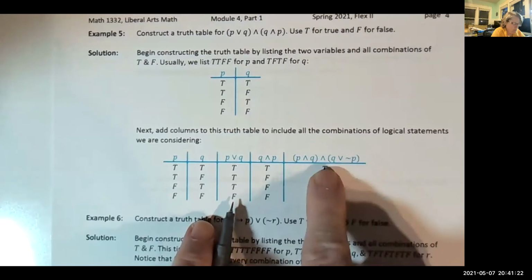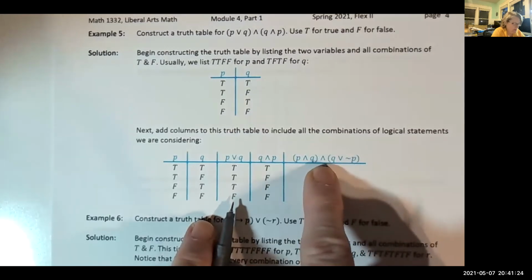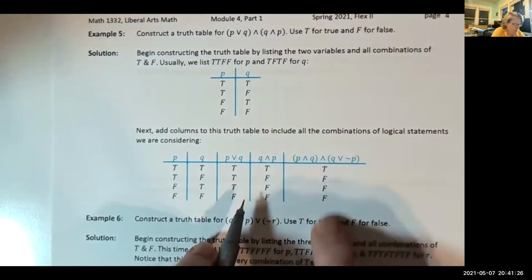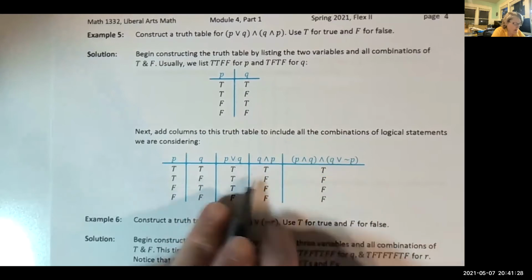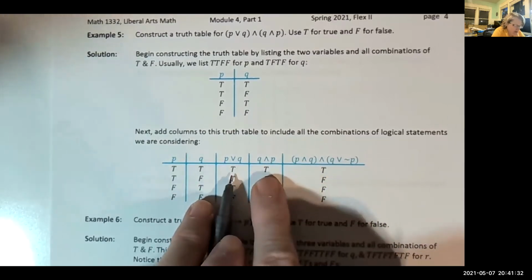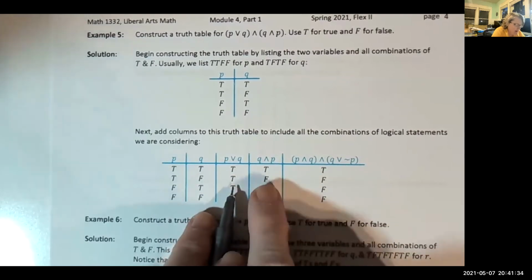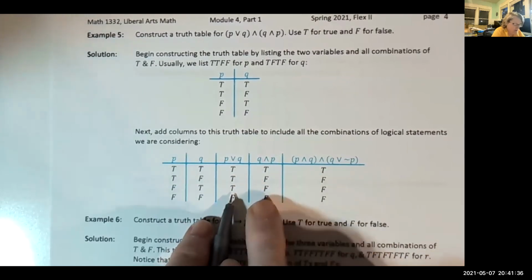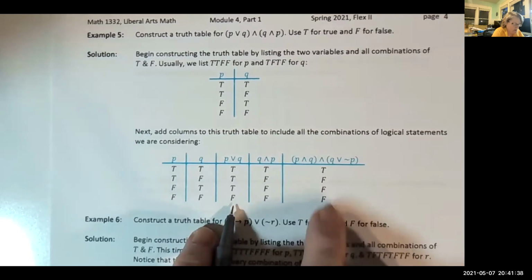Now we're going to consider these two columns and we're anding them together. That means the only way to get a true is if both match and they're both true. So we have true and true is true. True and false is false. True and false is false. False and false is false.